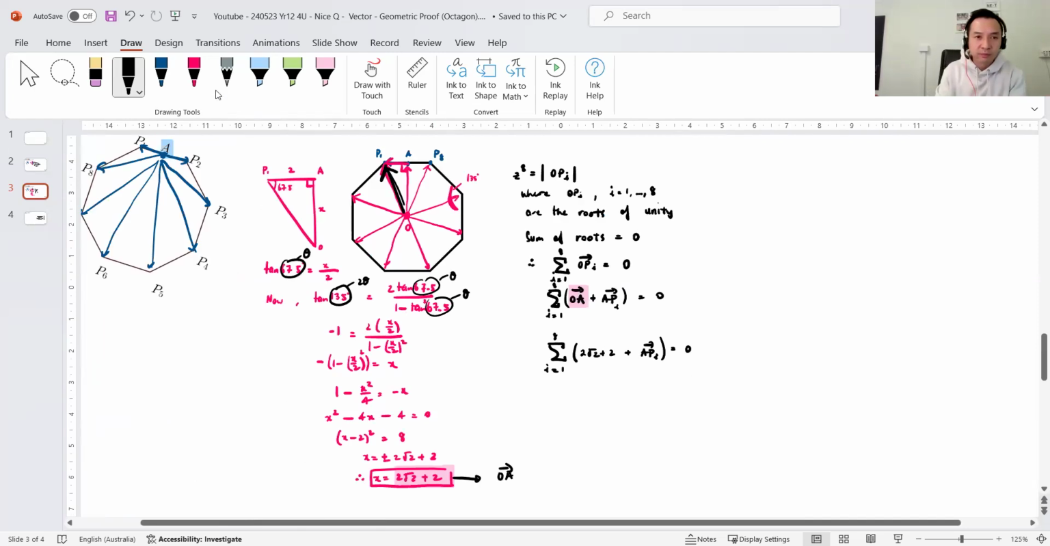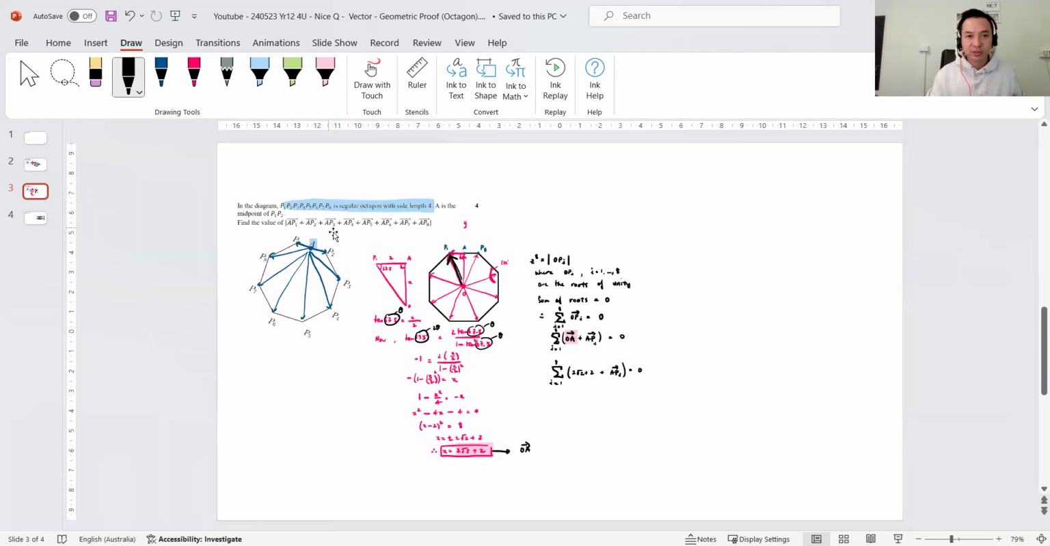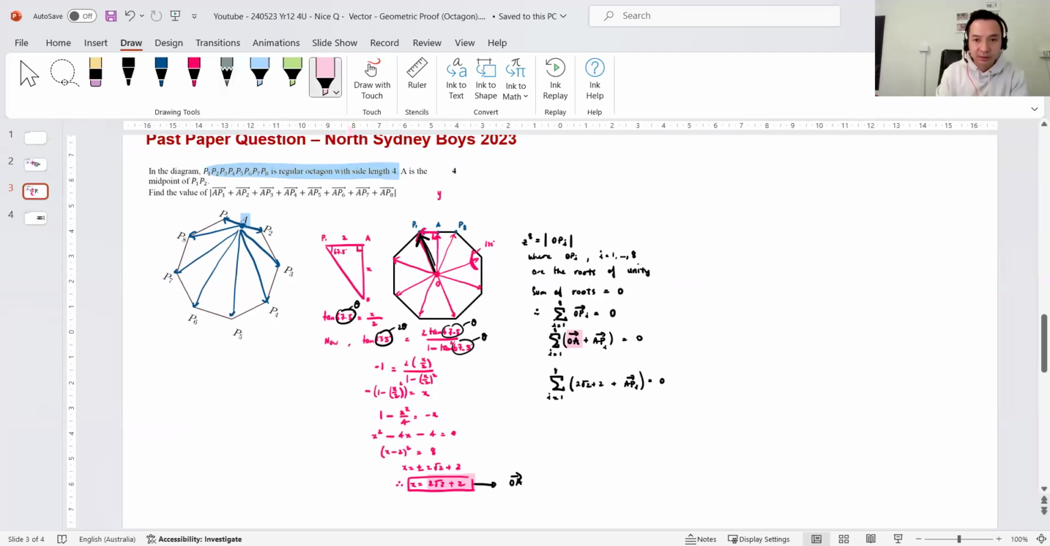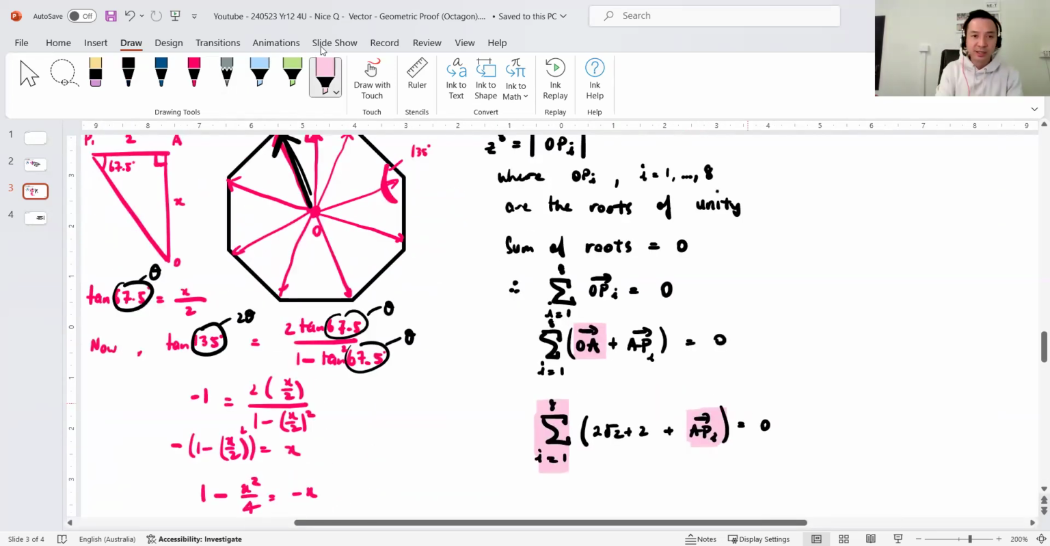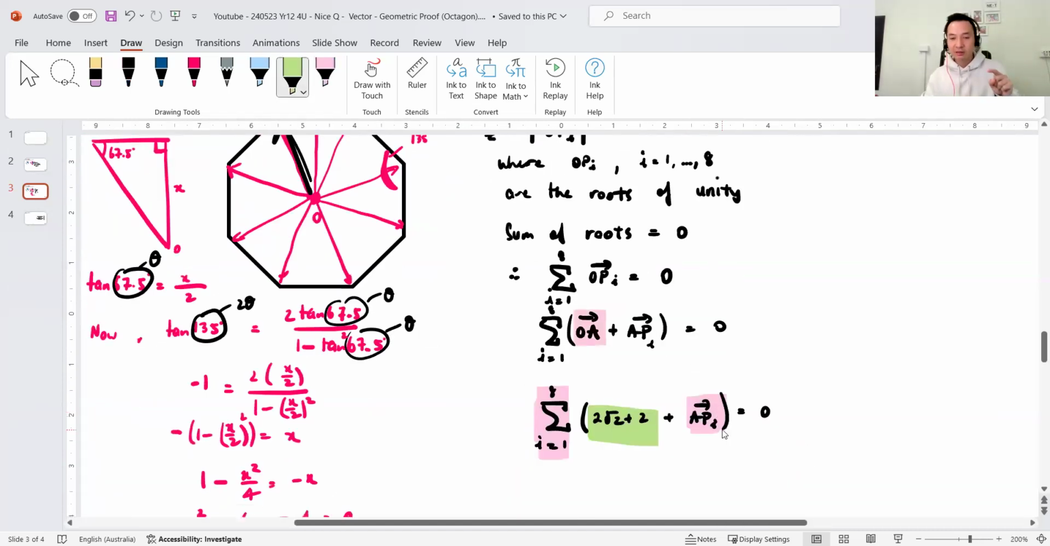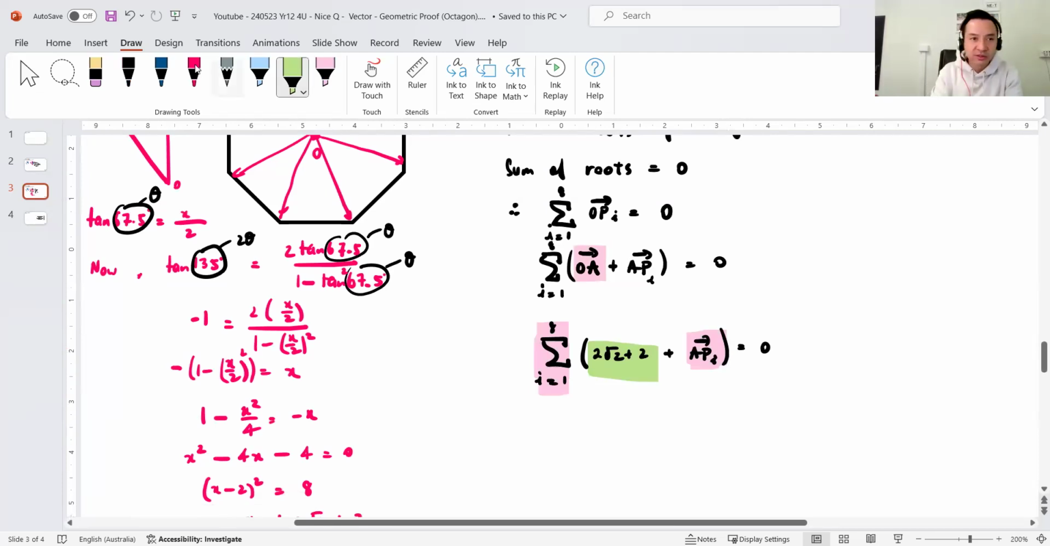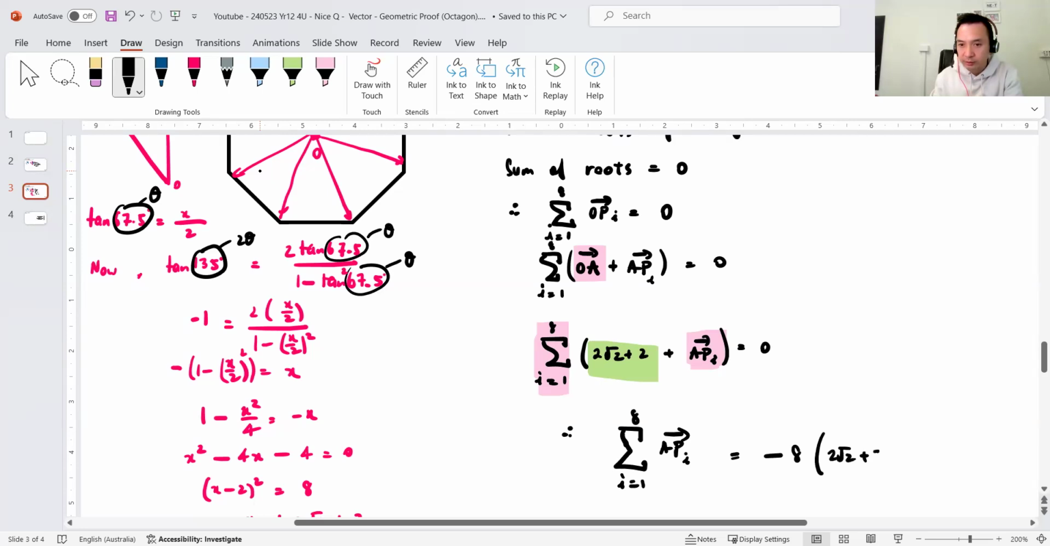Now, guys, take a step back. What do I want? The question says they want you to actually take the sum of the APi, right? So they actually want this bit, the sum of, that's the question. And then I take the magnitude. So this is what I'm going to do. Because this green bit here is a constant, I'm going to throw that over the fence. So there's eight lots of those over the fence. Therefore, sigma i equals 1 to 8 of APi equals 8 lots of this, but with a negative, so negative 8 times 2 root 2 plus 2.